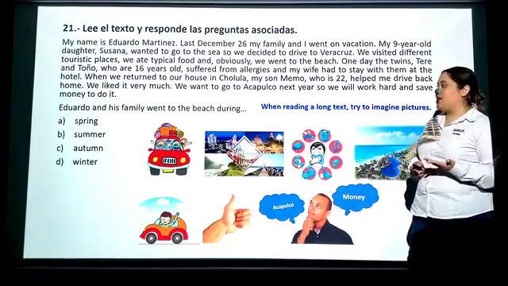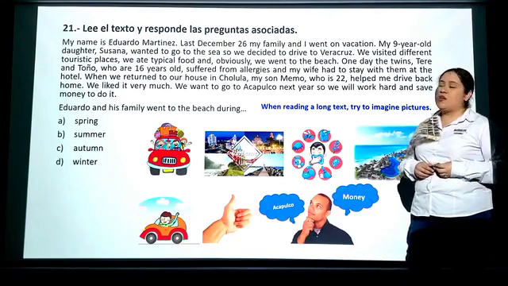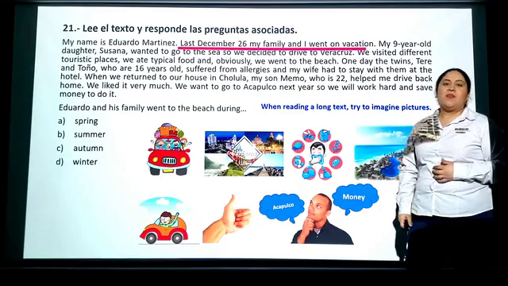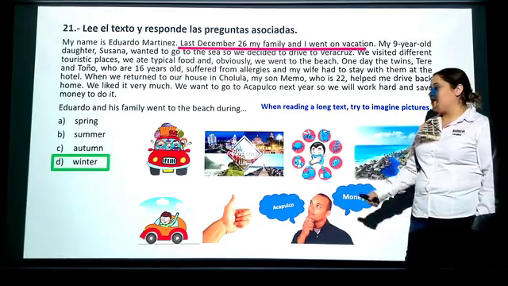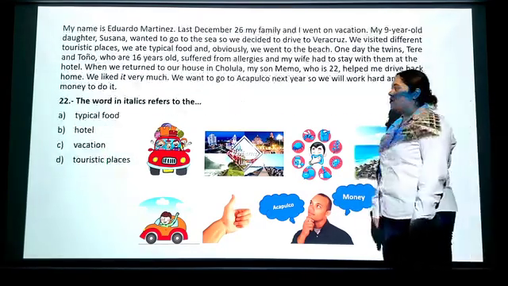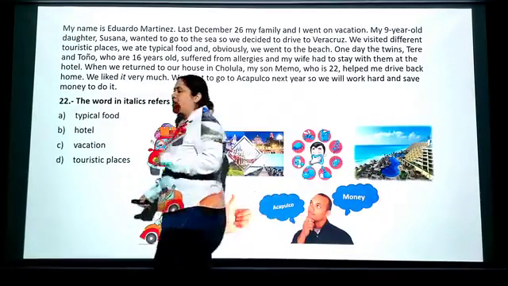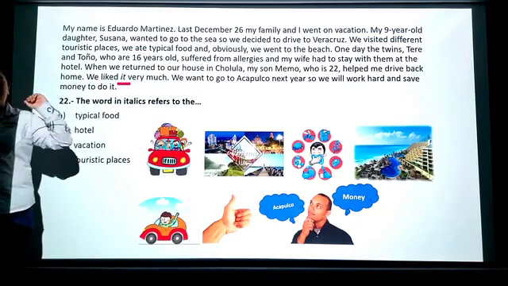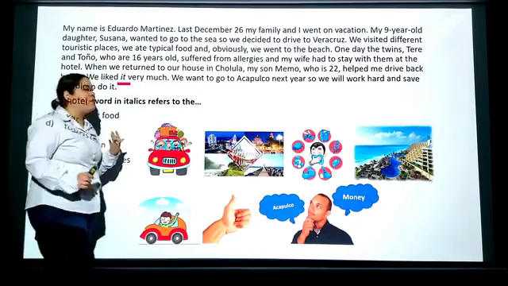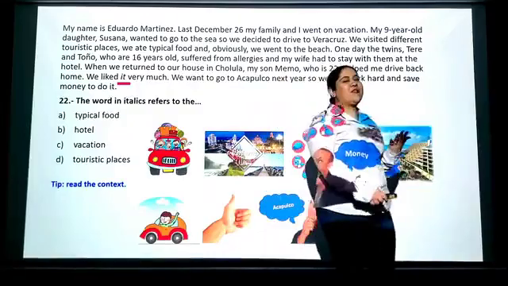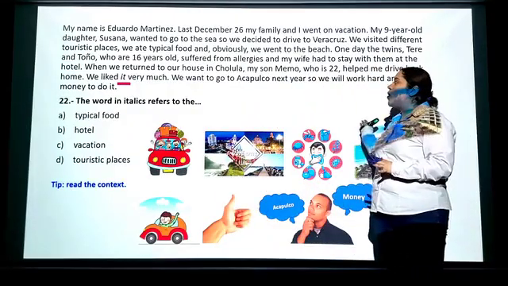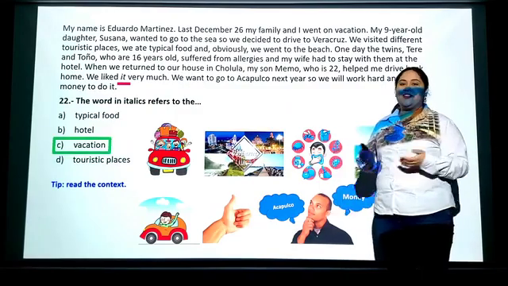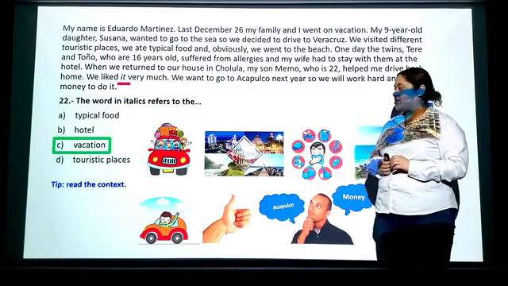In this case, they are saying, Eduardo and his family went to the beach during last December. So, which season was that? Winter. Moving on, we have the same text. Now they are saying the word in italics. Where is it? It's over here. Eat. The tip is going to be very simple. Read the context. What are we talking about? This whole paragraph is speaking about the vacations, right? That's the answer.